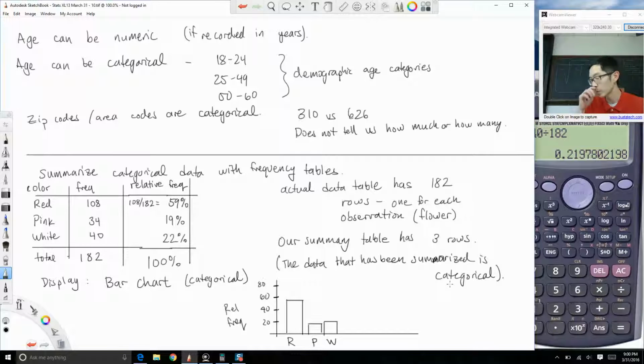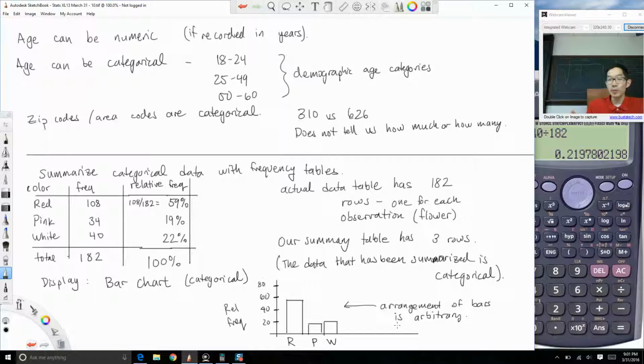But, well, actually not bar charts, they're called histograms when you do it for numeric data, okay? So the thing is, bar charts are for categorical data, and the arrangement of the bars is arbitrary, okay? If somebody wanted to put the order of the bars to be pink, white, red, that is completely allowed, okay? The order of the bars, it doesn't really matter.